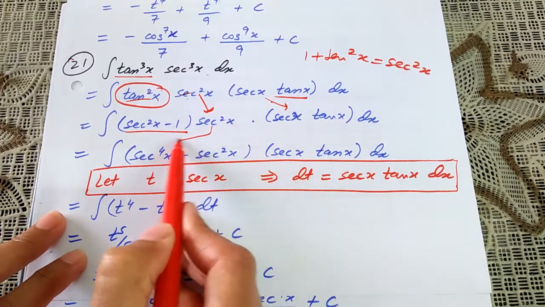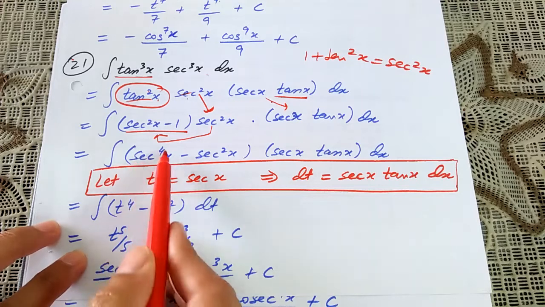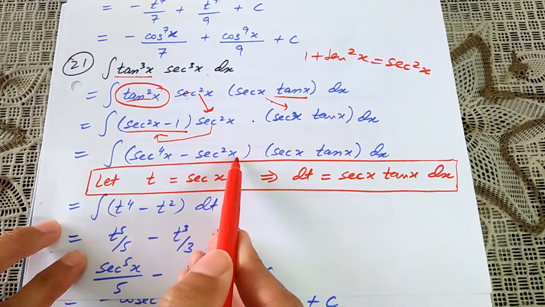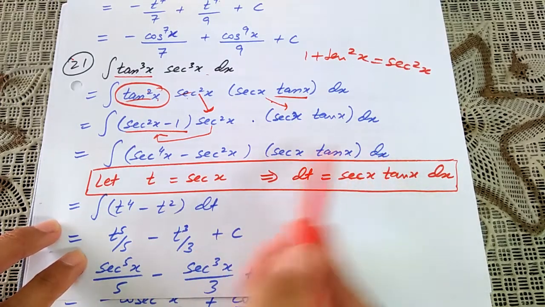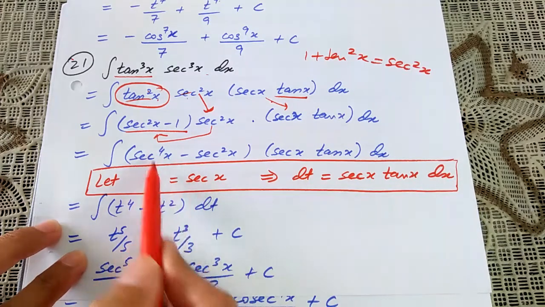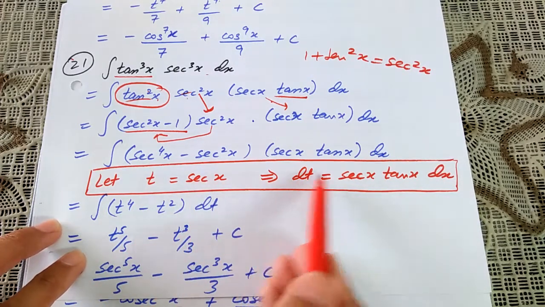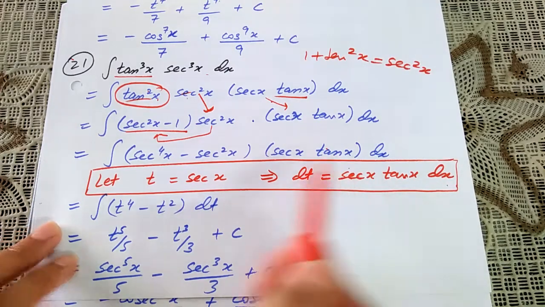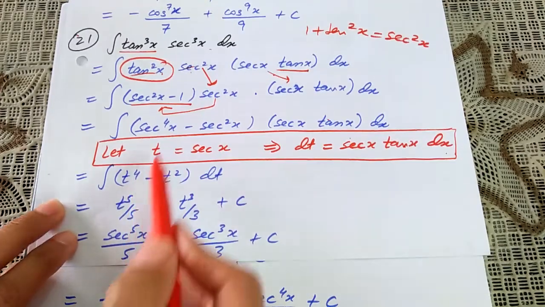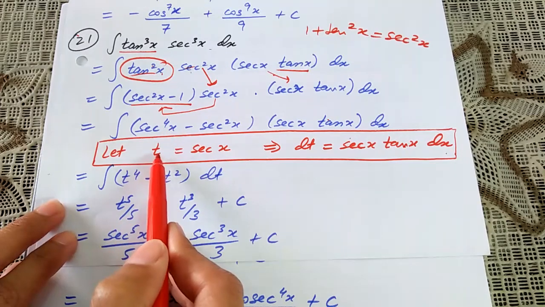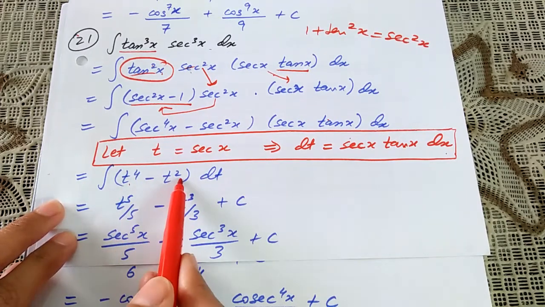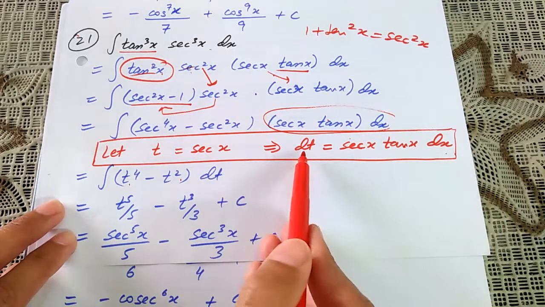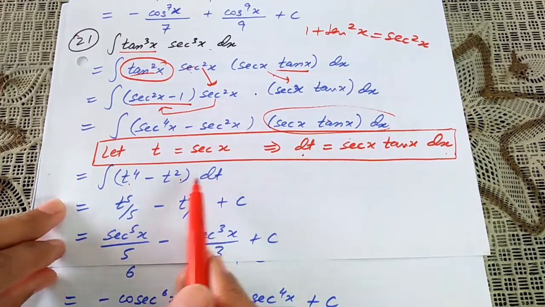Now multiply this secant square of x inside. I will get secant 4 of x minus secant square of x and keep this as it is. Now let this secant x be t. dt will give us secant x tan x dx, same as this thing. Replace the functions. Secant 4x will be replaced with t to the 4 minus t square. This whole function is equal to dt, so I have written dt.